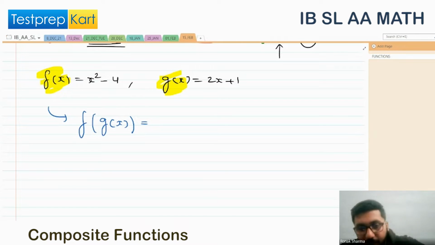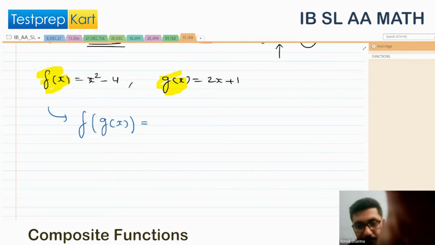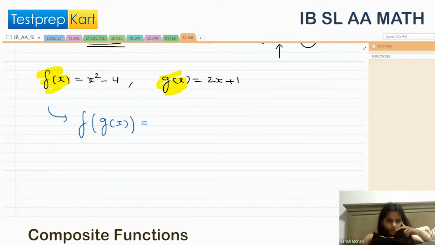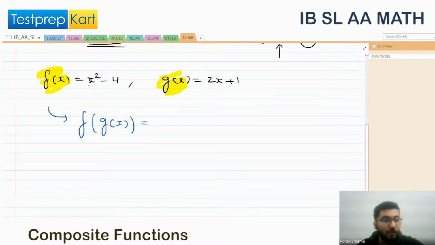When I tell you x equal to 4, you need to give me the value at x equal to 4. So what are you going to do? You will put x equal to 4 in place of x, right? That you have in your mind. So if I'm telling you f of g of x, what comes to your mind after seeing this?